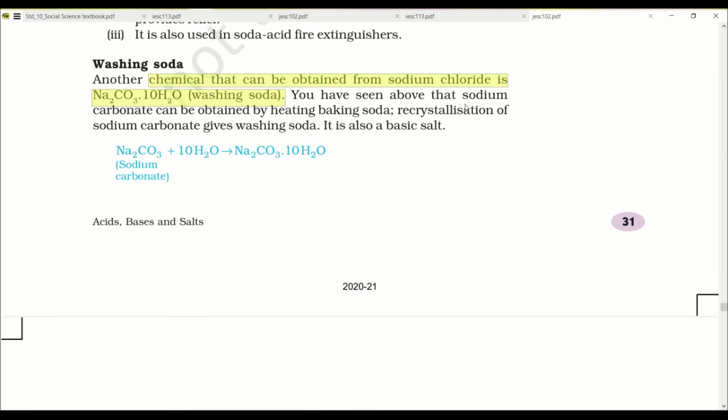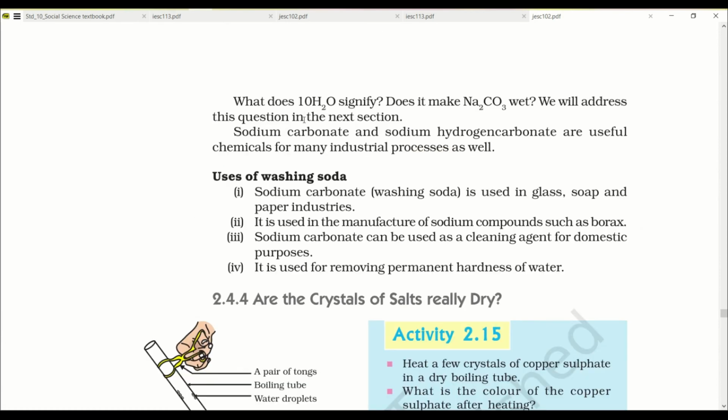You have seen above that sodium carbonate can be obtained by heating baking soda. Recrystallization of sodium carbonate gives washing soda. It is also a basic salt. Na2CO3 and adding crystals of water to it, washing soda is obtained. What does 10H2O signify? Does it make Na2CO3 wet? We will address this question in the next section.